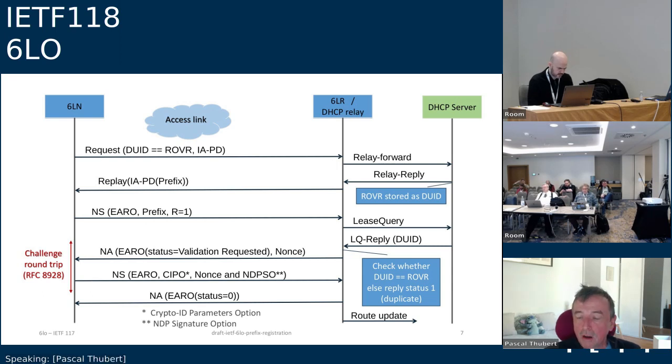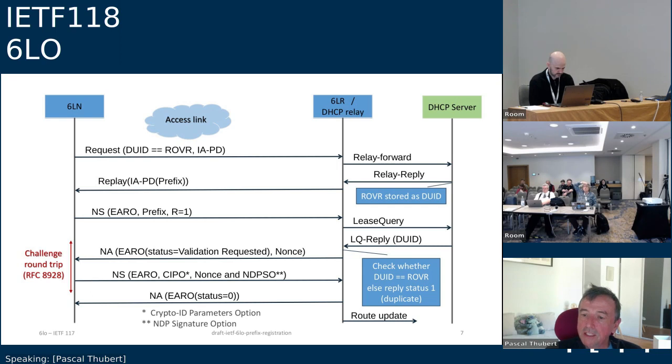So what's left for the 6LR is to validate that effectively the 6LN owns that rover. And for this, we can use the round trip exactly like it is defined in 8928. The DNA has a status validation requested with a nonce, and the host, the 6LN, does a second registration, but this time it contains the nonce from the 6LR, its own nonce, plus additional information that is signed with the private key from which the rover was derived. So now we have this host, which is effectively and provenly the host that has obtained this prefix from the DHCP server.